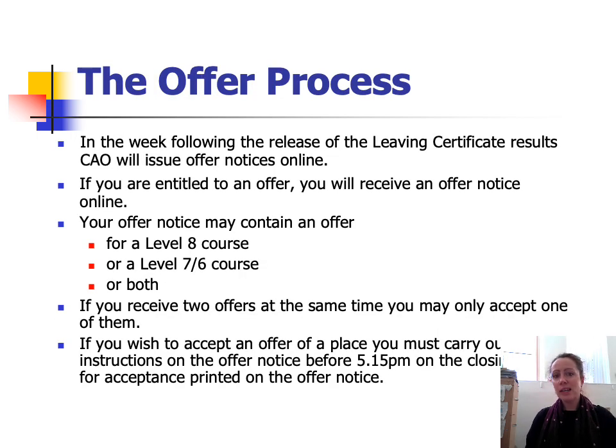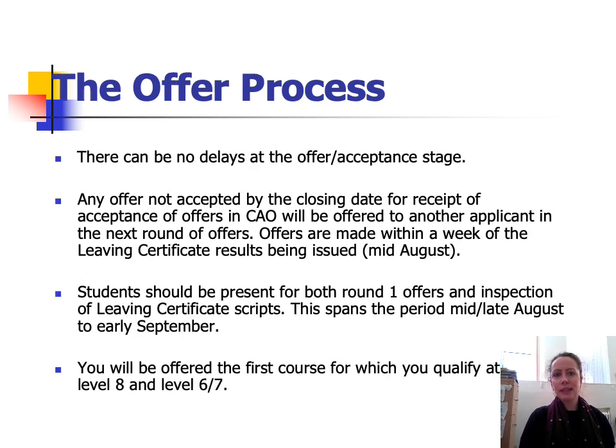The offer process. In the week following the release of the Leaving Cert results, which is normally the middle of August, if you are entitled to an offer, you will receive an offer notice online. You may be offered a level 8 and a level 6-7, and if you receive 2 offers at the same time, you may only accept one. And you must accept the offer by the closing date on the offer notice. There can be no delays at this stage. Any offer not accepted by the closing date for receipt or acceptance of offers in CAO will be offered to another applicant in the next round of offers.